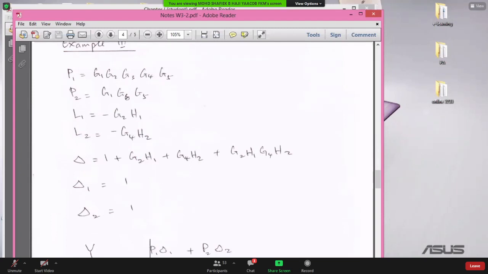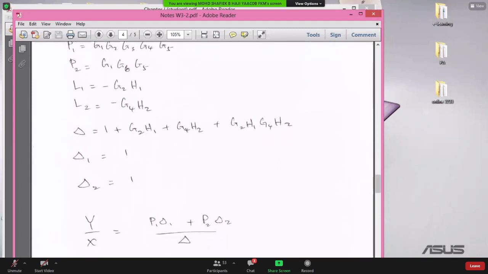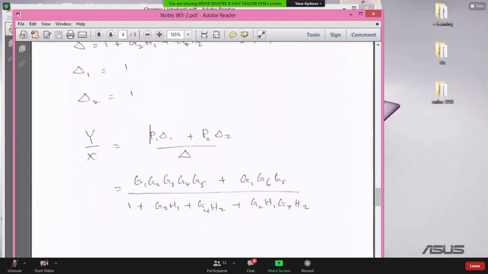And then now you can use the Mason's formula. The overall transfer function is just P1 delta 1 plus P2 delta 2 divided by delta. So this is your overall transfer function. Do you have any question now? Can you repeat from delta 1?